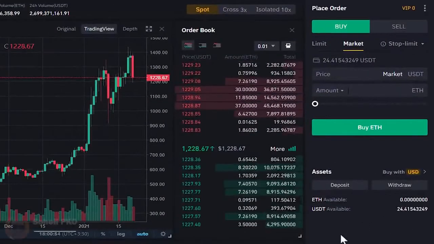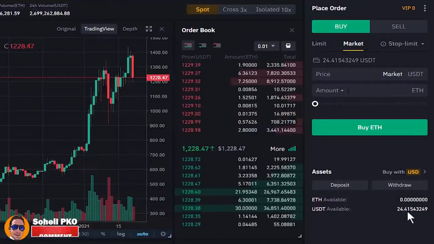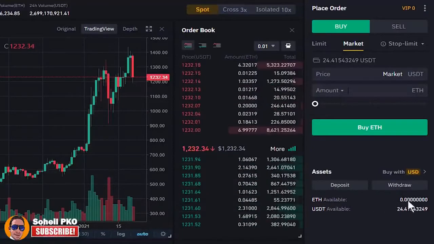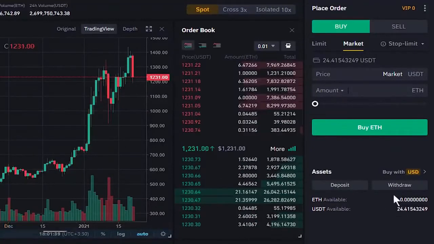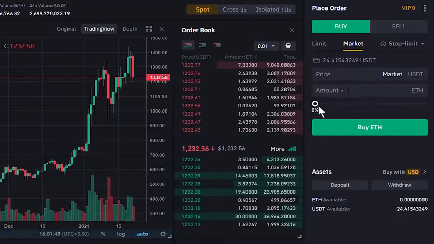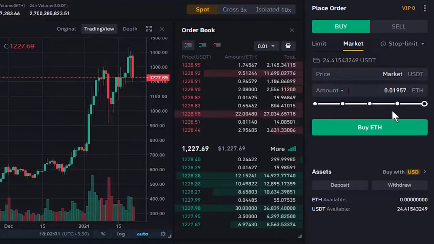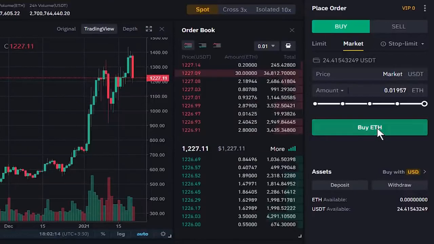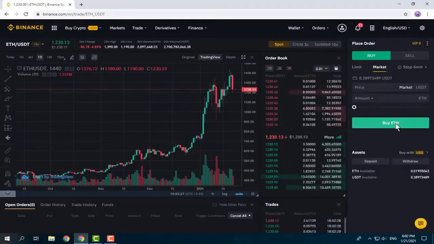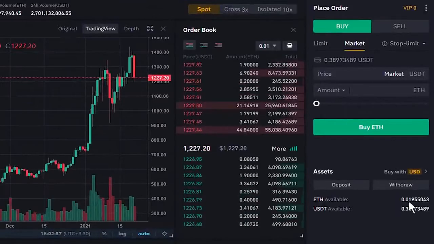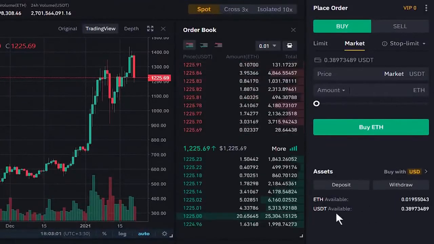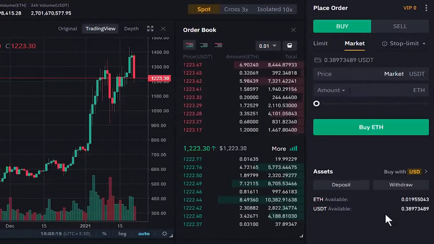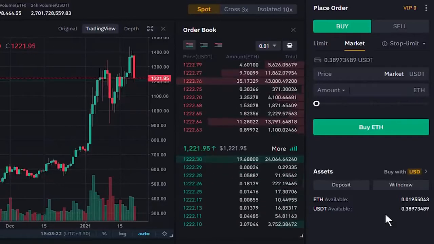Here in the bottom in the assets, as you can see, we have 24.4 Tether available to buy Ethereum, and no Ethereum available yet, as you can see. So we place another market order, and this time we set the amount to 100%. Actually, we want to buy Ethereum with all amount of our available Tether. We click on the buy ETH and the order is executed. And now you see that we have 0.01 Ethereum available and very small amount of Tether, less than $1, which actually a transaction couldn't be done with this much of Tether coin, and it's remained in the wallet.